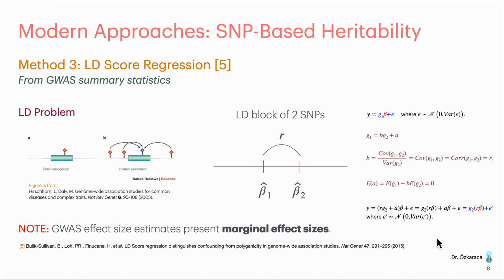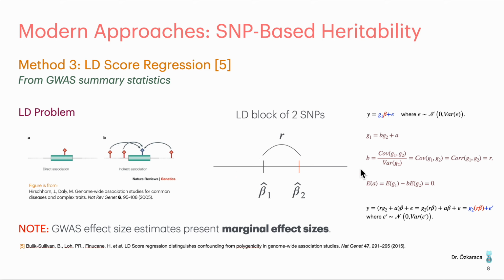Let's start by recalling the LD problem in GWAS settings. In GWAS, a found association for a SNP may not always be direct. It could instead be an indirect association caused by the linkage disequilibrium structure between the SNP being tested and other SNPs in the genome.